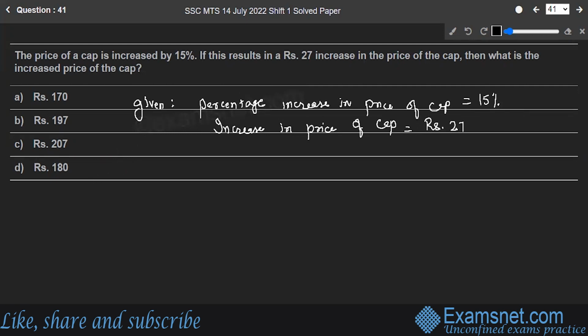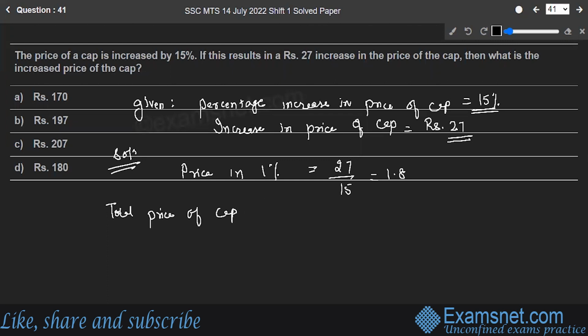Now let's go with the solution of the problem. So first thing, price in 1%. See, the increase percentage is 15 and the increase in price is 27. So the price in 1% is actually 27 by 15, which is equal to 1.8. So the total price of the cap in this case, total price of cap, is equal to 1.8 multiplied by 100. That is equal to 180 rupees.